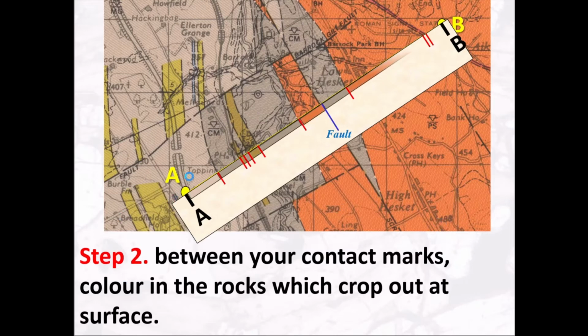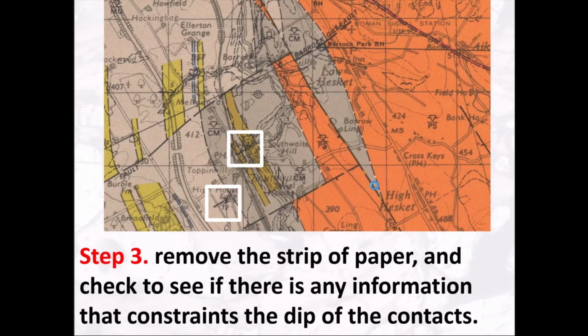So here I've got my millstone grits, then I'm into my coal measures, and then I'm into my Penrith sandstones, and here I've got a nice little dyke that's just intruded the stratigraphy. Now, I could have done this earlier if I'd thought about it methodically, but what I'm going to do now is remove the strip of paper and check to see if there's any information that constrains, spelling error on the slide there, that constrains the dip of the contacts.